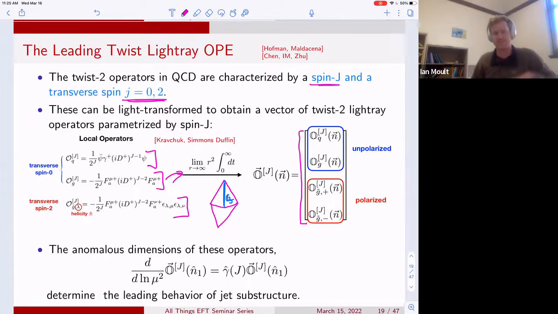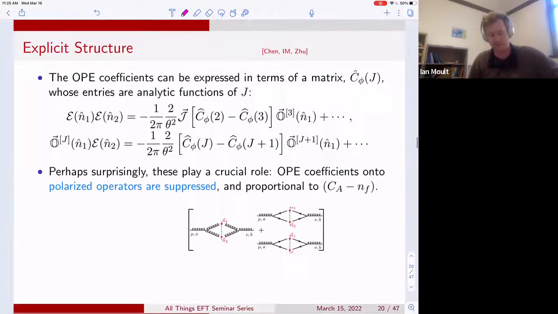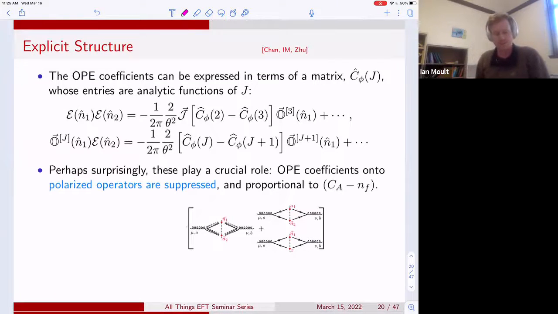The way one can think about this is as you take two of these original energy detectors and put them together, you'll get some other operators appearing in there, which are effectively detecting either quarks or gluons, and they can be either spinning or not spinning. The anomalous dimensions of these operators, just in the standard renormalization group, will then determine the leading behavior of jet substructure. I'm not going to go through all the details, but just to show that this is a very concrete thing, essentially what one can work out is the operator product expansion, for example, of two of these energy flow operators.